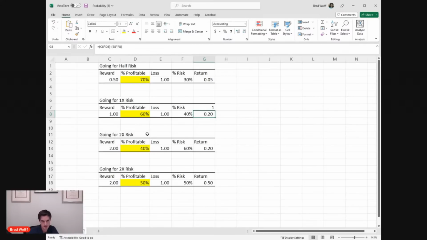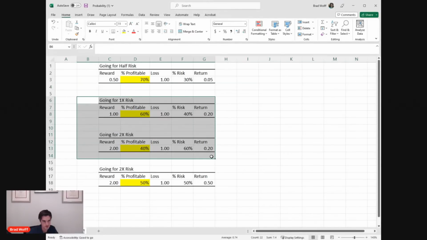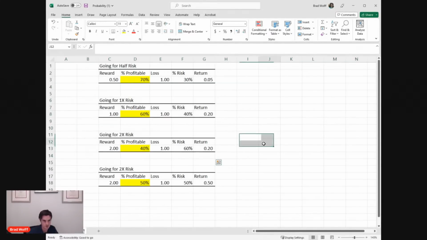Here's an example of going for twice your risk and being 40% profitable. You can see both yield the exact same number. If you had to pick which is easier between these, do you think it's easier to be 60% profitable going for 1-to-1? Or do you think it's easier to be 40% profitable going for twice your risk? Sure, you're going to lose more on the 40% profitable, but it's a lot easier to have a positive trader's equation. So most traders, and the reality is this is kind of marginal.